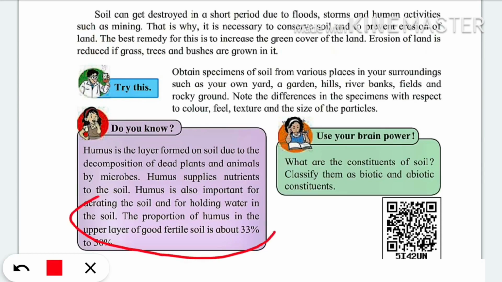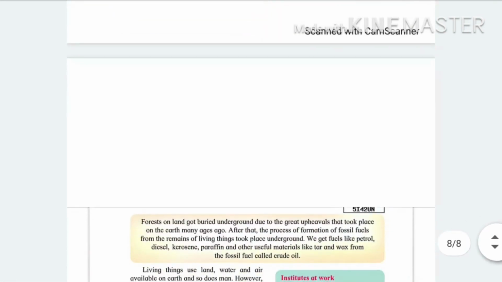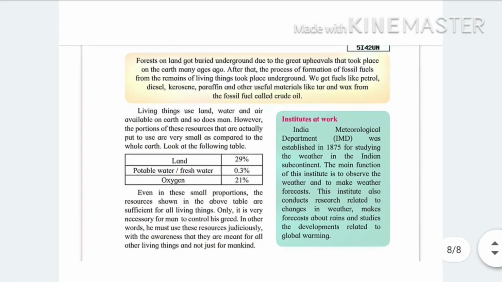Now, use your brain power. What are the constituents of soil? Classify them as biotic and abiotic constituents. You have to find it. See here, the proportion of humus in the upper layer of good fertile soil is about 33% to 50%. You have to note down that point.